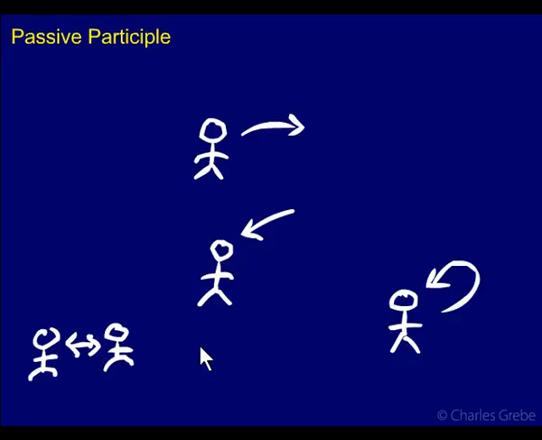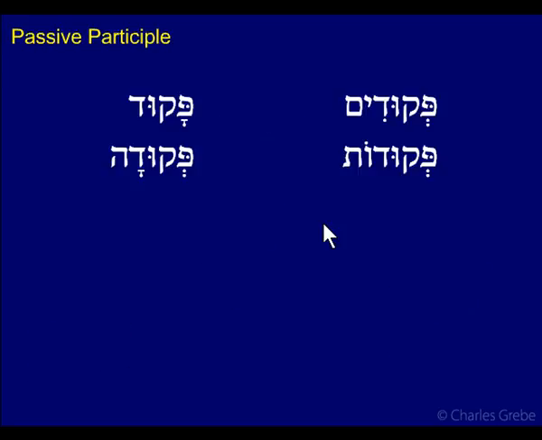Okay, that's multiple people. So we've seen the active participle. Now we're going to look at the passive participle. And we'll look at the form in this module, and we'll look at the syntax in the next. This is the passive participle for pakad. So, pakud, pekuda, pekudim, pekudot.